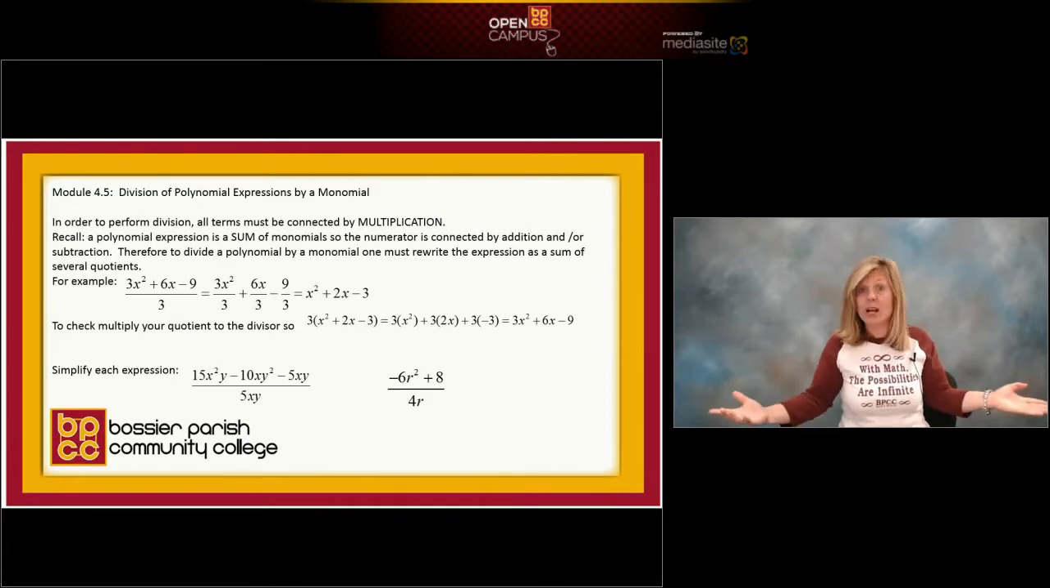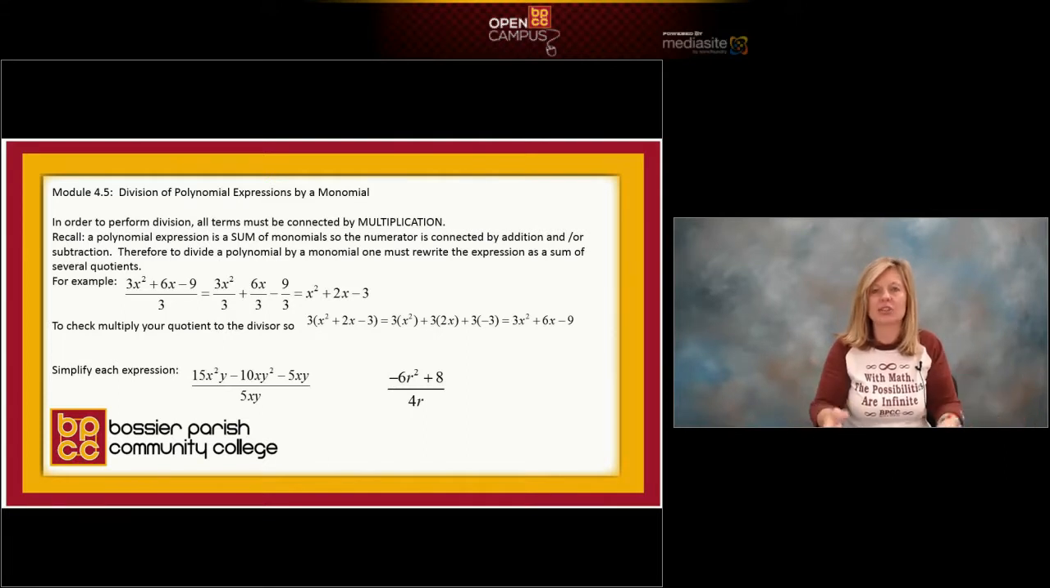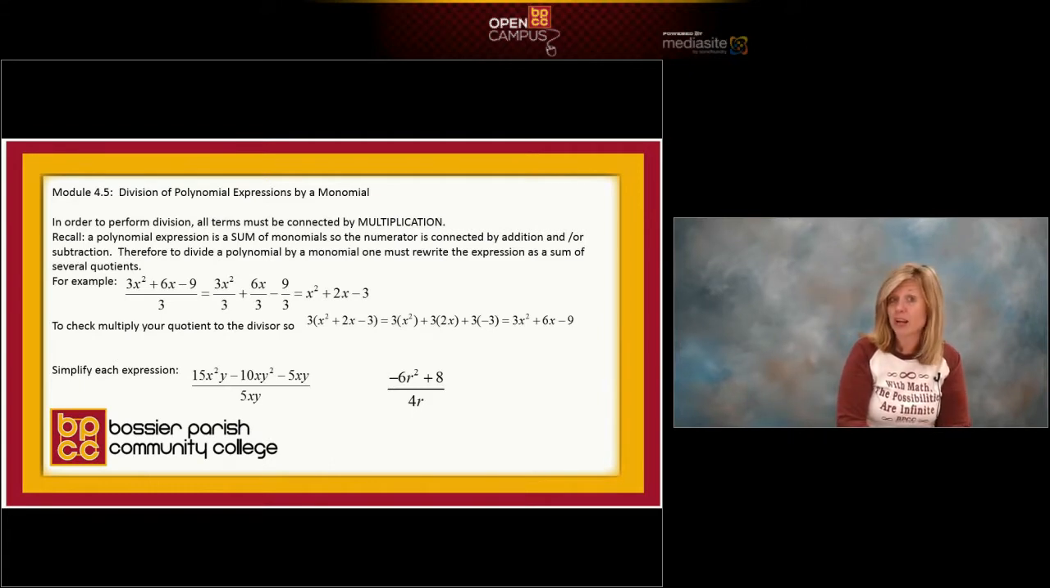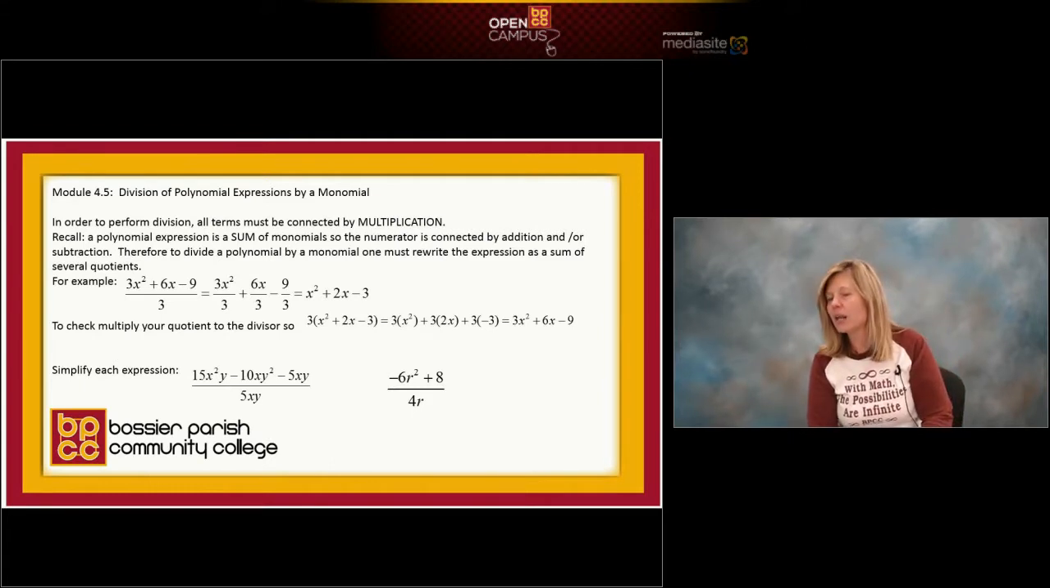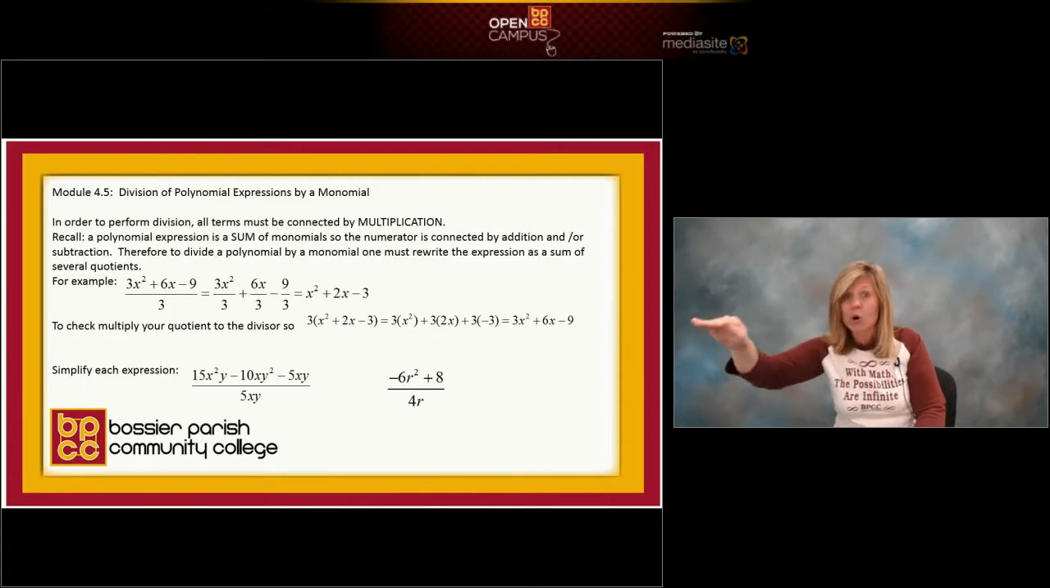So you're going to say, well, what do I do? Well, we have to think about what this expression is telling us. Do you see how the fraction bar goes all the way across? So the question is, who are we dividing by 3? Which term? Are we dividing the first term, 3x squared by 3? Are we dividing the middle term, 6x by 3? Or are we dividing the last term, negative 9 by 3? Well, if the fraction bar goes all the way across, people, that means we're dividing all those terms by 3.